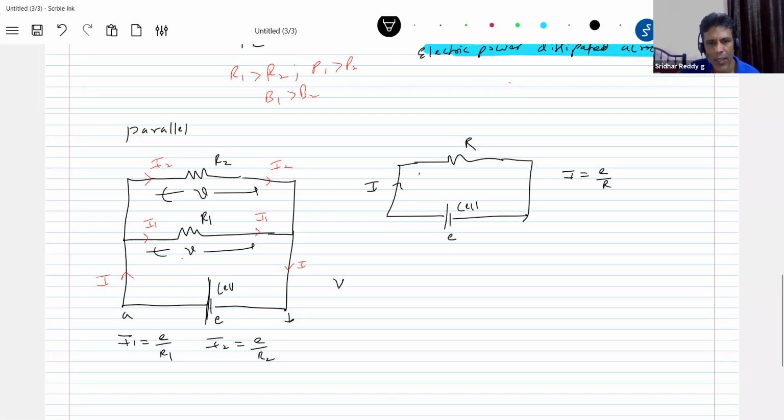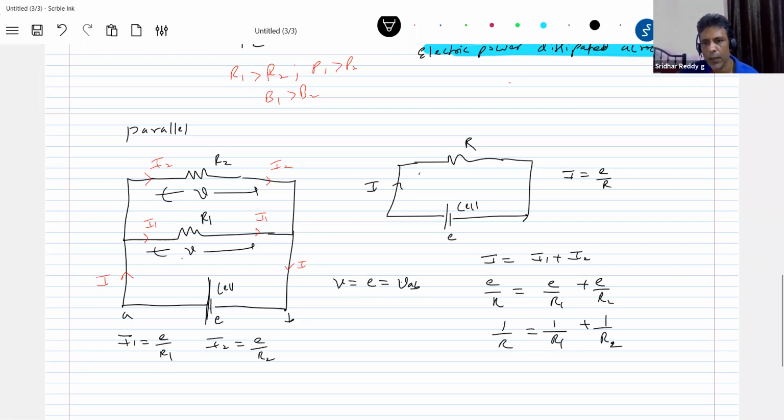So here what is V? V is equal to E, equal to VAB. So now let's apply I is equal to I1 plus I2. What is I from this circuit? E by R. What is I1? E by R1, E by R2. So therefore the effective resistance is given by 1 by R equals 1 by R1 plus 1 by R2. So the effective resistance will be less than the least value in this case.